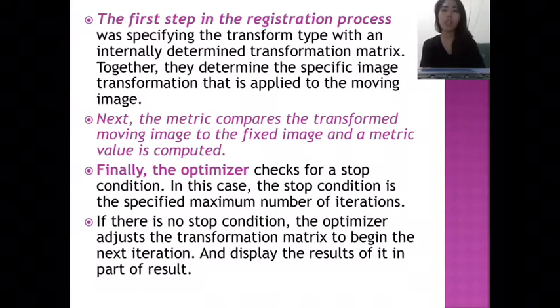The first step in the registration process is specifying the transform type with an internally determined transformation matrix. Together, they determine the specific image transformation that is applied to the moving image. Next, the metric compares the transformed moving image to the fixed image, and a metric value is computed. And finally, the optimizer checks for a stop condition. In this case, the stop condition is the specified maximum number of iterations. If there is no stop condition, the optimizer adjusts the transformation matrix to begin the next iteration and displays the results of it in the result part.